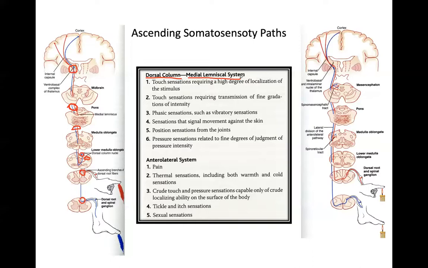Why is it called dorsal column system? Because they occupy the dorsal column of the spinal cord. Why is it called medial lemniscal system? Because they are second order fibers, they travel through the medial lemniscus. These two pieces of information you have to remember. Now, where is the second order neuron ending? It ends in the thalamus. Which nucleus? VPL, ventral posterolateral nucleus of the thalamus. So again, the second order neuron ends here, the third order neuron begins, and they go all the way to the sensory area of the brain.